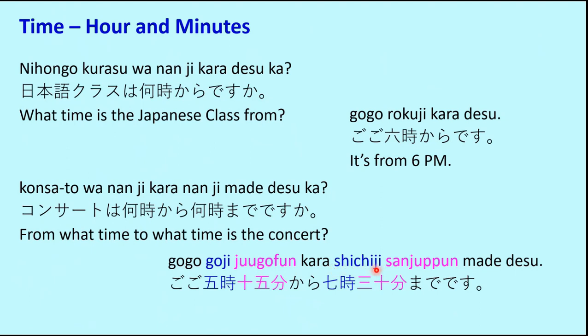Shichiji is 7 o'clock and sanjuppun is 30 minutes. So the concert is from 5:15 p.m. to 7:30 p.m., and we can write it as Shichiji han as well. Gogo goji jugo-hun kara shichiji han made desu. That's also correct. In fact, that is simpler than sanjuppun.